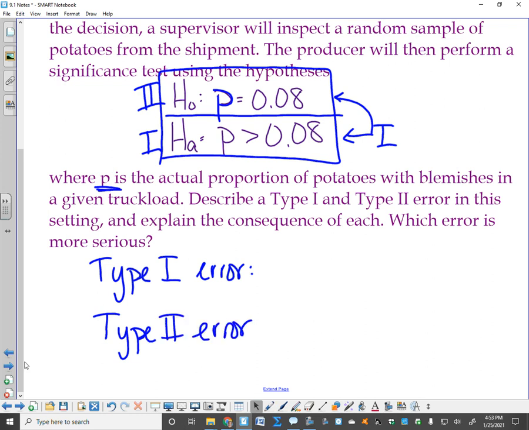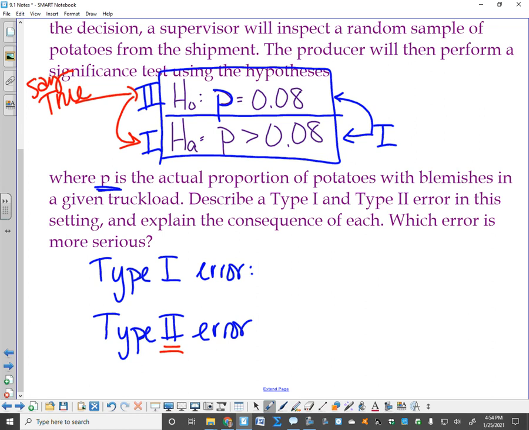Okay, type 2 error means you go to the second floor. So I say this is true when really this is true. So I say that level 2 is true. Level 2 is H sub O. That's who's on the second floor. So I think there's enough convincing evidence to conclude that the proportion of potatoes with blemishes is only 8%, when actually it's bigger than that.